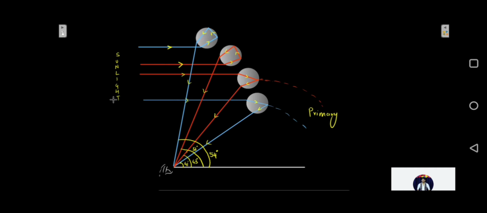This is how the secondary rainbow will be formed, such that the inner edge is going to be red in color and the outer edge is going to be violet. So this is going to be like this, with violet on the outside. So this becomes your secondary rainbow. This is the formation of the primary and the secondary rainbow.